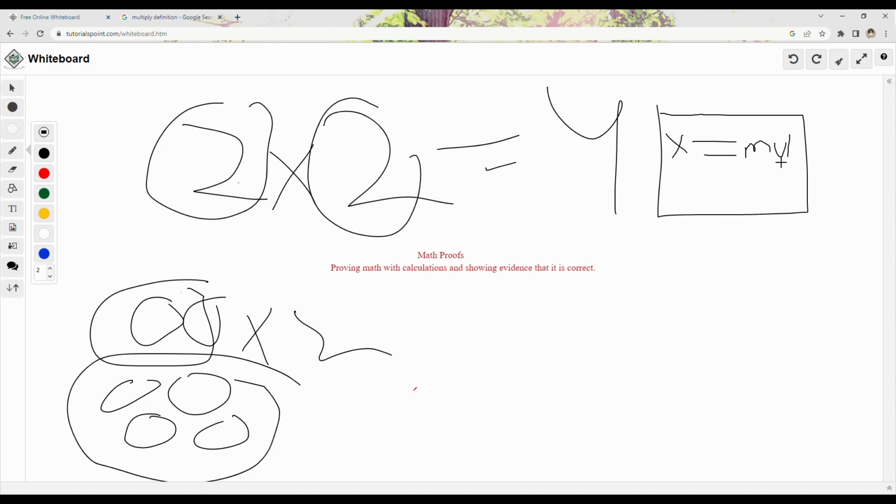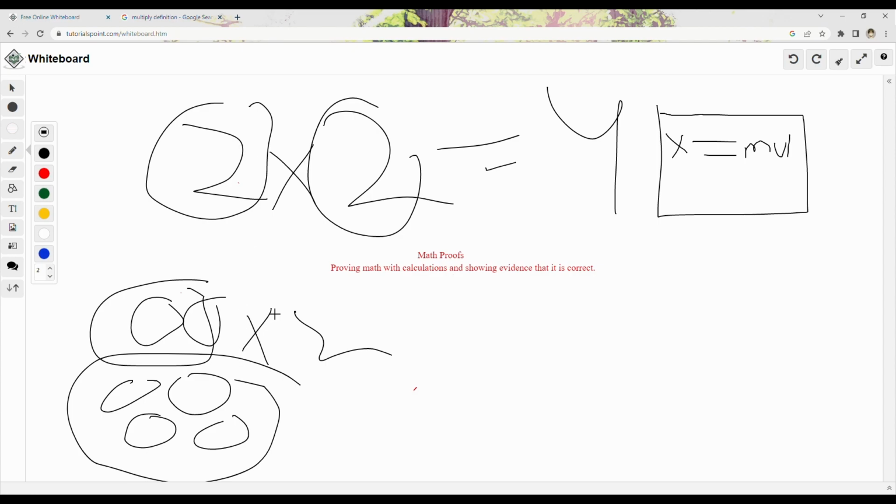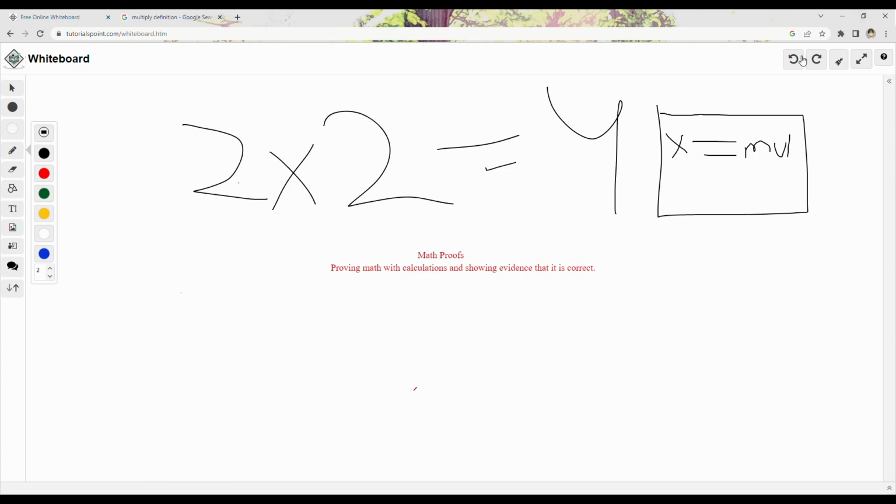Like we said, times equals multiplication, right? And multiplication equals obtained from a number that contains the first number a specified number of times, right? And we showed that 2 times 1 is 2 because it's 2 of these balls times 1. So it's repeated once. But since it's repeated twice, it'll be 1, 2, 3, 4. Because repeated once right there, and you have to repeat it again as the rule. Because that's what you do for multiplication. And these 2 balls multiplied twice equals 4. Correct?